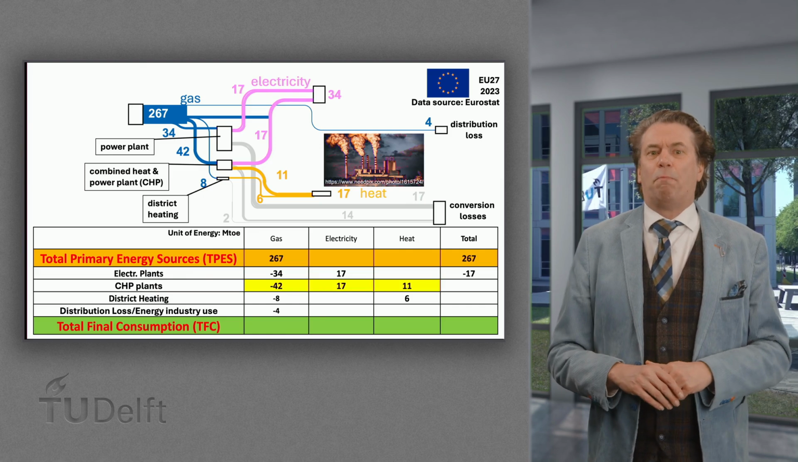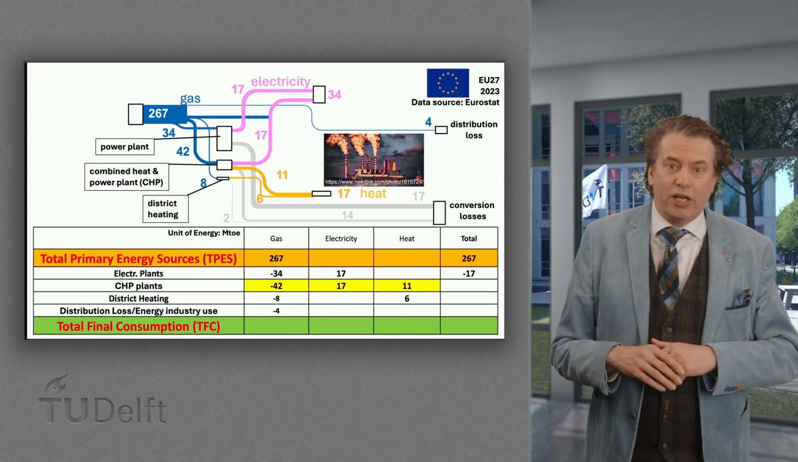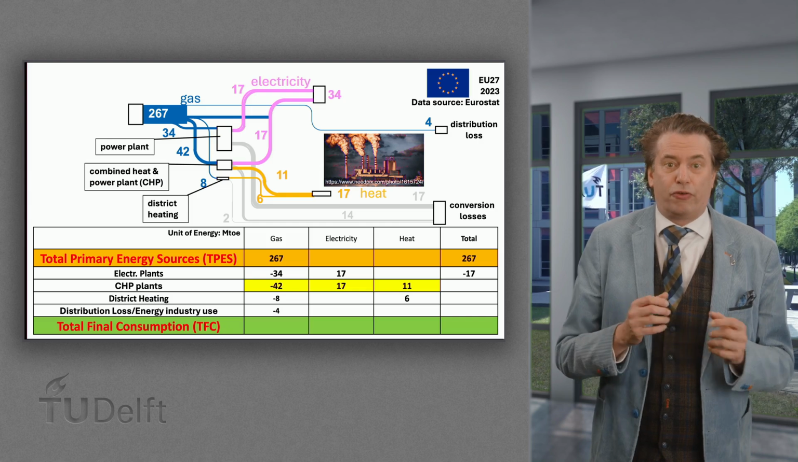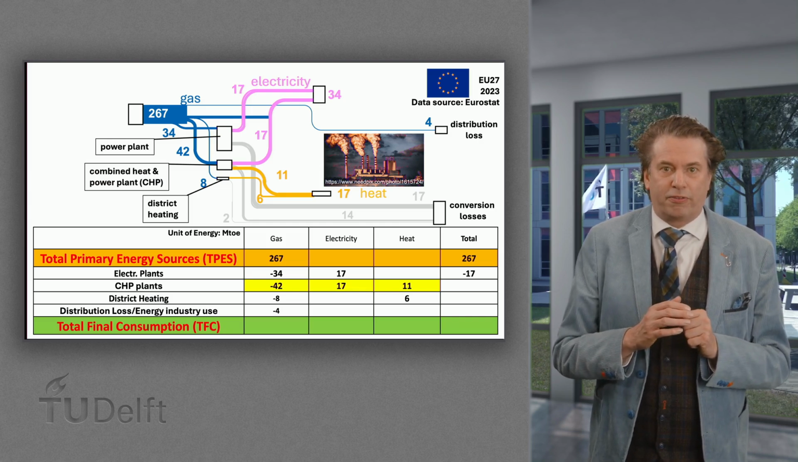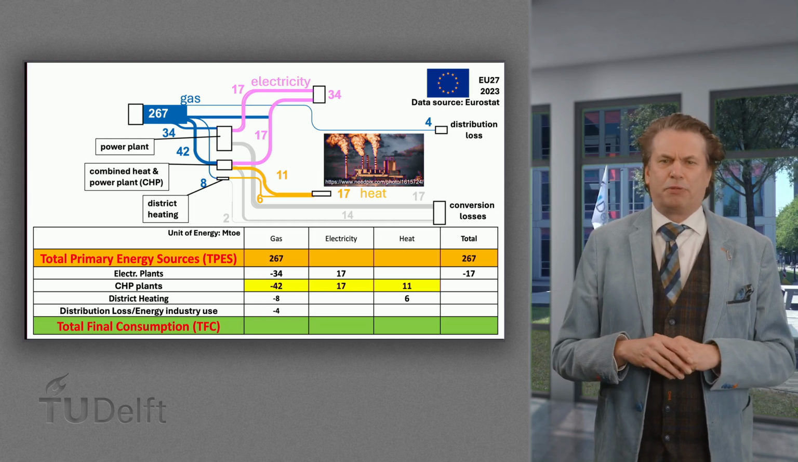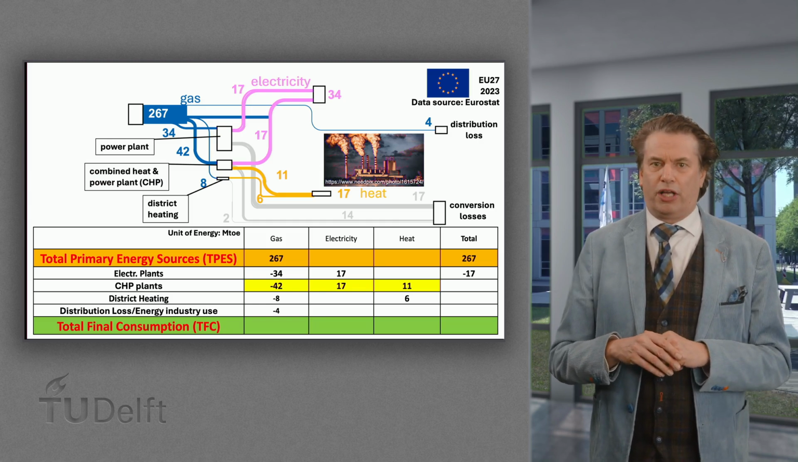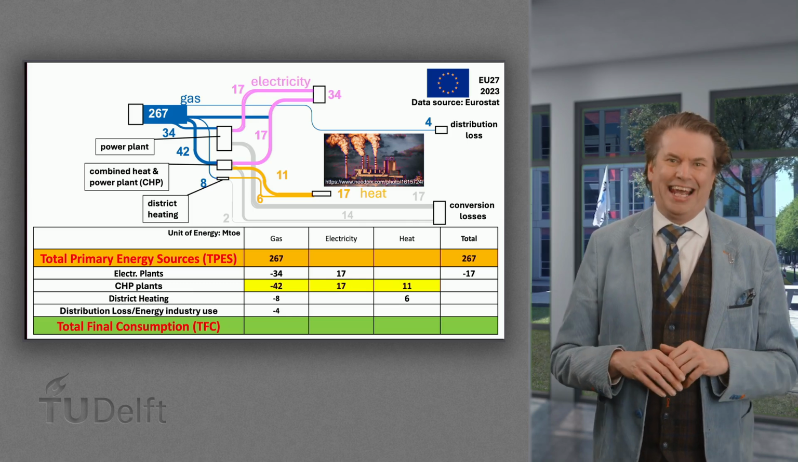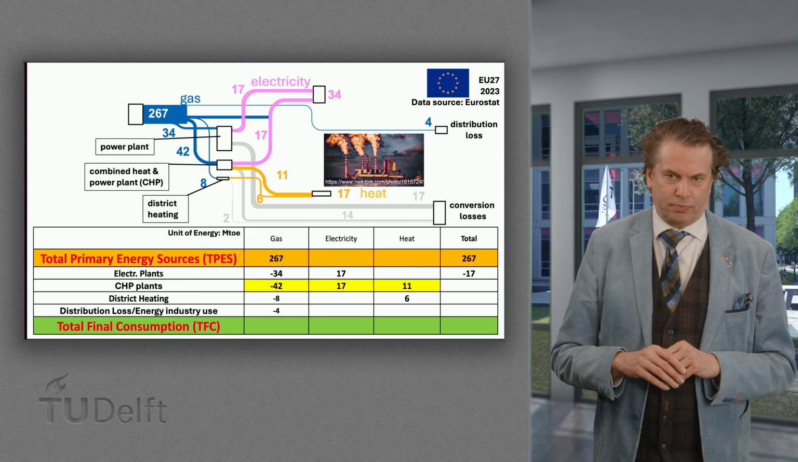If we consider the combined heat and power plant, only 68% of the chemical energy contained in the 34 megatons oil equivalent of gas is converted into either electricity or heat, which means the other 14 megatons oil equivalent of the original chemical energy in the gas is lost in the conversion.